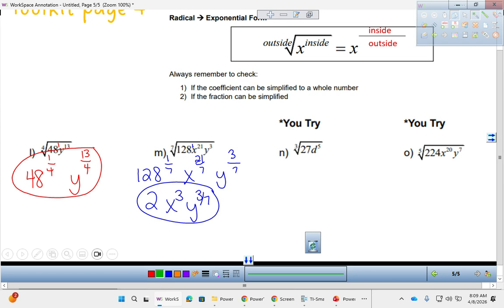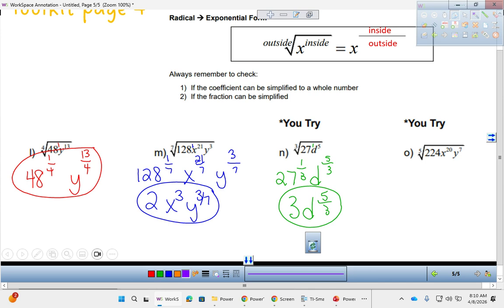All right, the 27 needs an exponent, so I'm going to give it a 1. 27 to the 1 over 3, d to the 5 over 3. If you type this into your calculator, it's 3. If you try to reduce that, it doesn't. So the final exponential form for this radical, radical to exponential, is 3d to the 5/3.